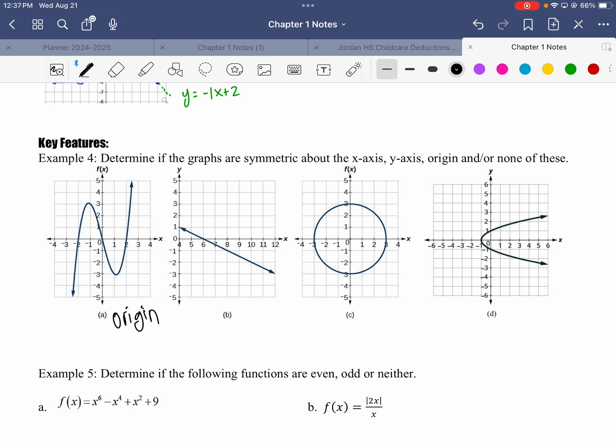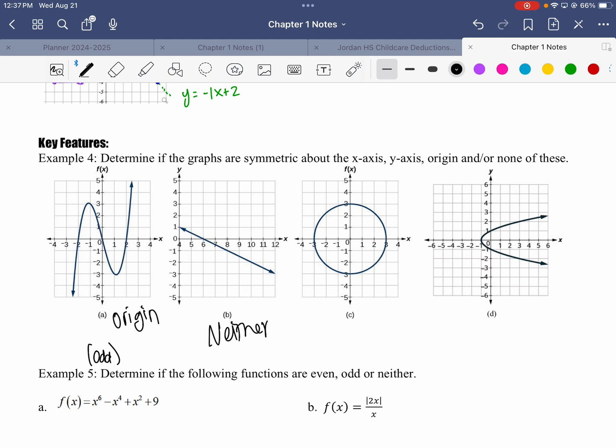Okay. So what kind of function would that be? That's odd. It doesn't ask, but we're going to put it on anyway. Okay, how about B? So remember, the origin is clear over here. It's not even on this graph. Is this symmetric about the y-axis? Is it symmetric about the x-axis? Is it symmetric about the origin? No.